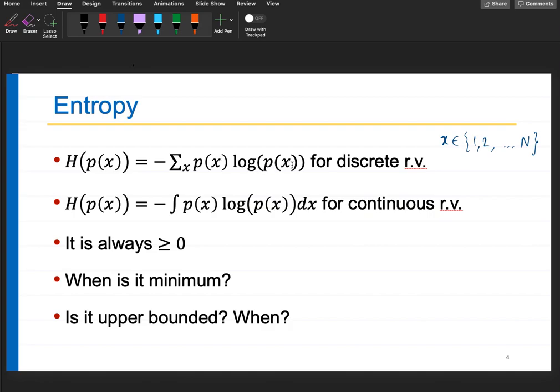Now minus the summation over all x of p of x log of p of x, this is called the entropy. And if it is in the continuous domain, you replace the summation with an integral, right? Now this quantity is called an entropy. Now there is a claim that this quantity is always greater than or equal to 0. This quantity called entropy is always positive or 0, which means non-negative. Can you prove it?